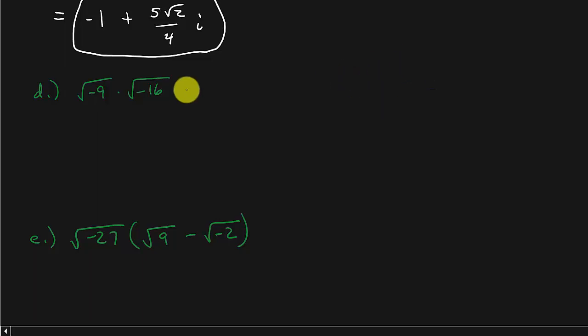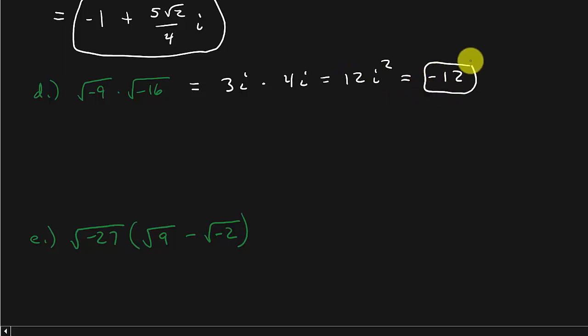All right. So the square root of negative 9, well, we know that's negative 1, so that's i, right? And the square root of 9 is 3, so that's just 3i, times, and then the square root of negative 16, that would be 4i, and then we multiply them together, so that would be 12i squared. i squared is what? Negative 1. Negative 1 times 12 is negative 12. All right.